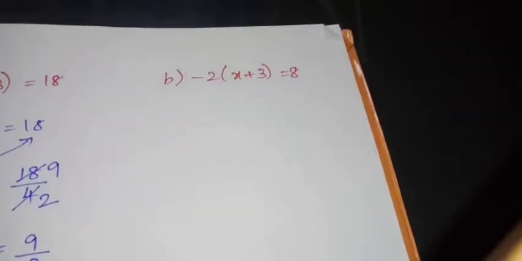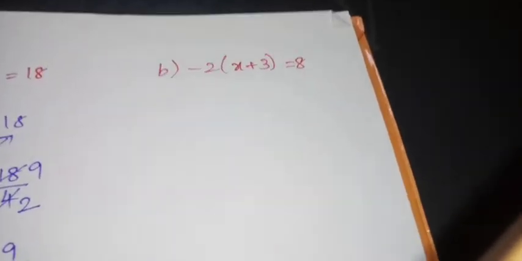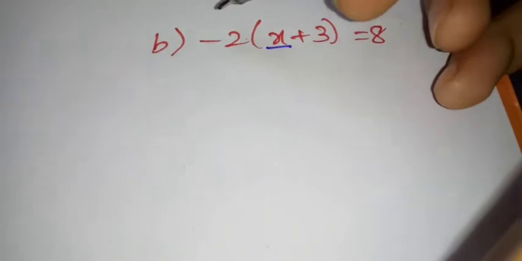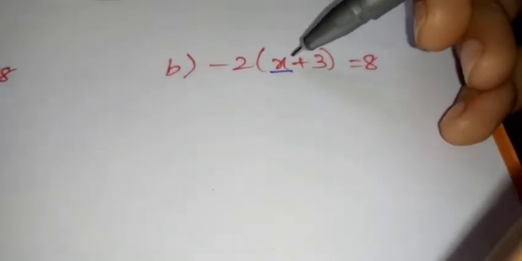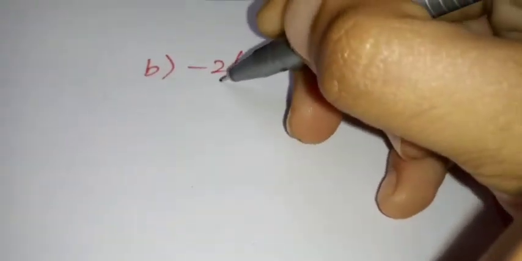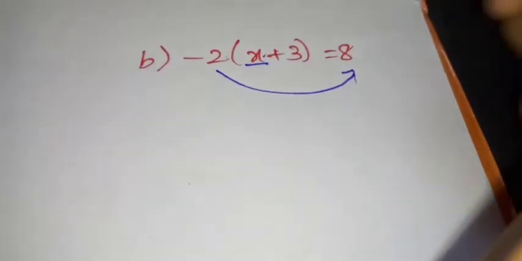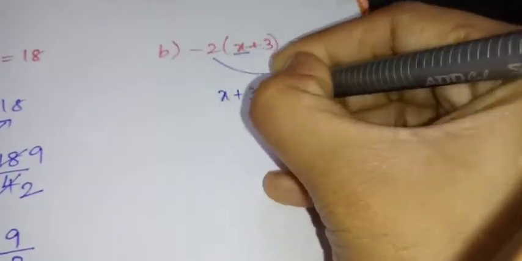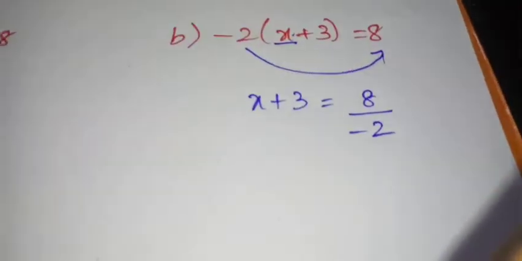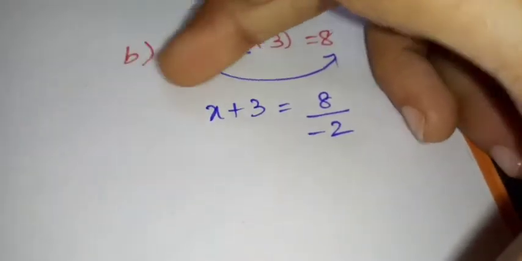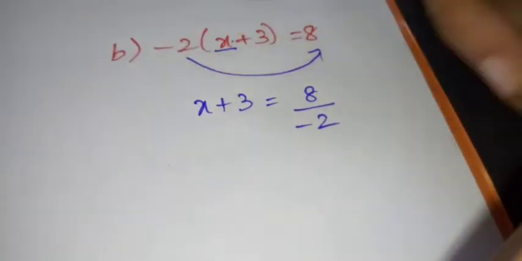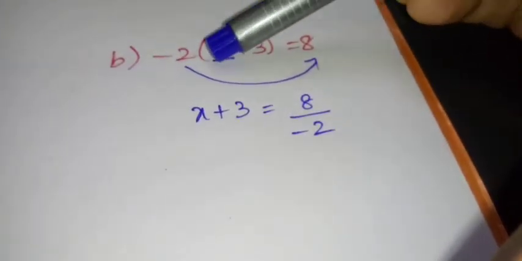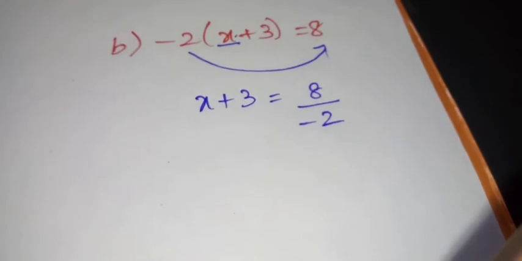Okay, B problem. Minus 2 into x plus 3 is equal to 8. So in this, what you have to find? You should find the value of x. Actually this minus 2 is common. It is multiplied with x as well as 3. So we have to shift this minus 2 to that side, so that the bracket will be removed. So x plus 3 is equal to 8 divided by minus 2. Minus 2 is multiplied, it is not subtraction, it is multiplication, so minus 2 will come to the denominator.